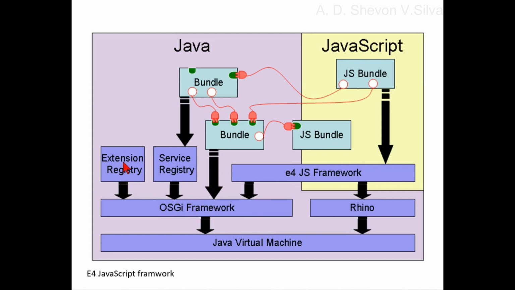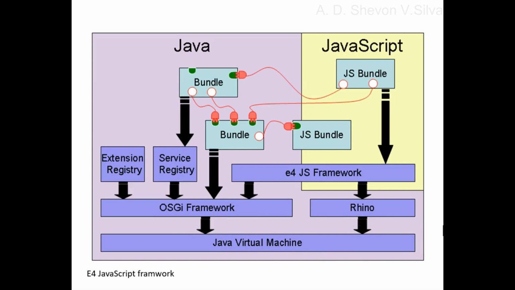Here extension registry, service registry, and this bundle, and E4 JS framework are connected to the OSGi framework, and here a JS bundle is connected to the E4 JS framework. E4 JS framework is connected to the OSGi framework and Rhino. OSGi framework and Rhino are connected to the Java virtual machine here.